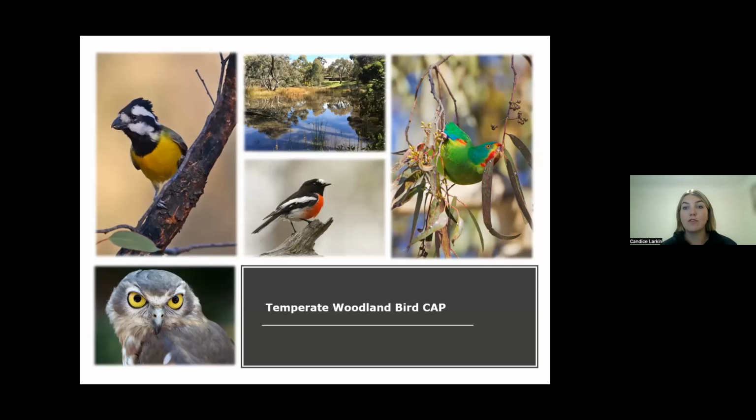So what I'm going to talk to you tonight about is the Temperate Woodland Bird CAP. Now, this CAP is BirdLife's approach to trying to conserve as many different bird species as we can in the temperate woodland system. And what we've done is we've established 10 focal groups, and by protecting these 10 focal groups, we can hopefully protect most of our woodland bird diversity.